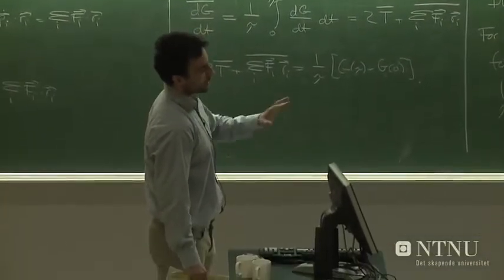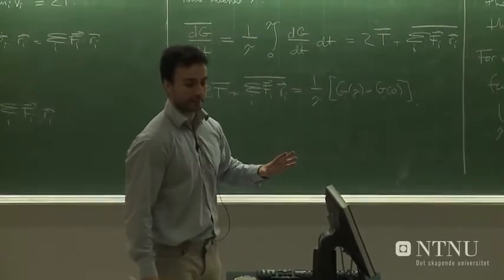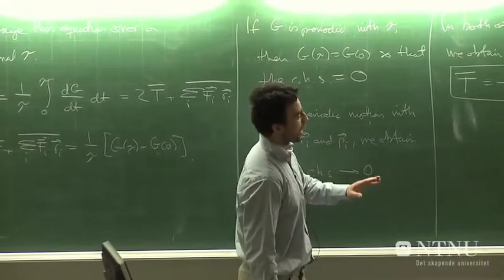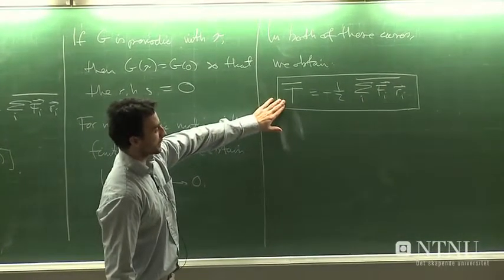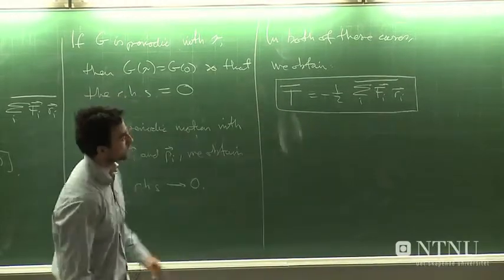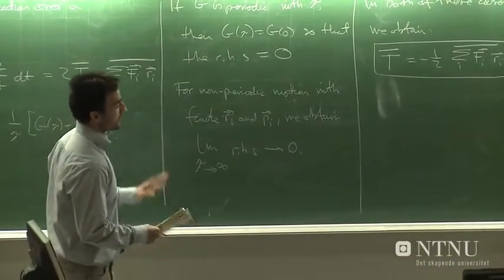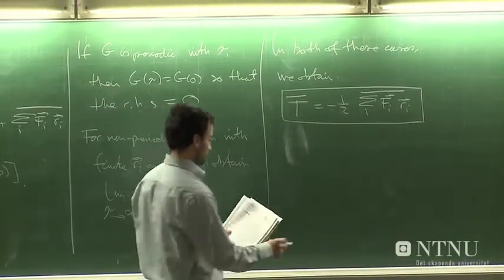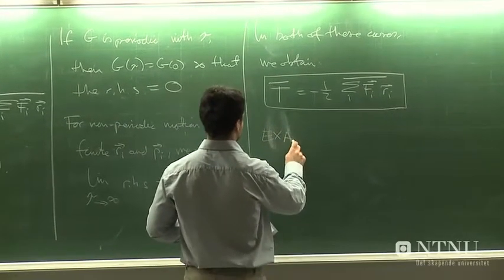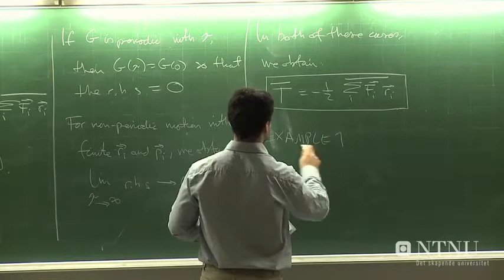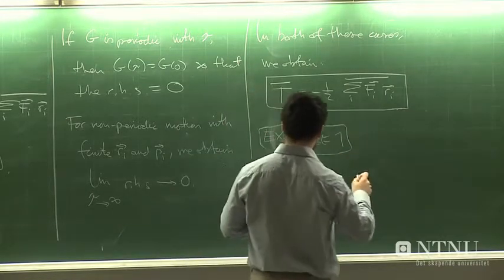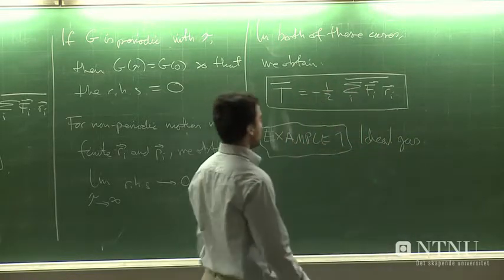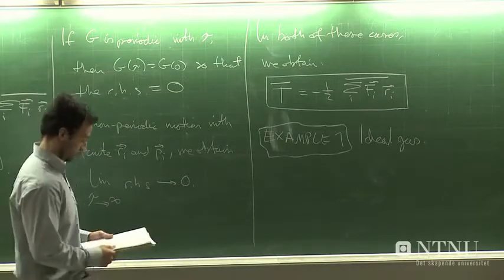It's quite a powerful argument because we haven't made many specifications. Our system so far is quite general. And we now have a direct statement about the average kinetic energy of the system. So this is the Virial theorem, and we'll have a look at 2 examples of its application. The first example is an ideal gas.